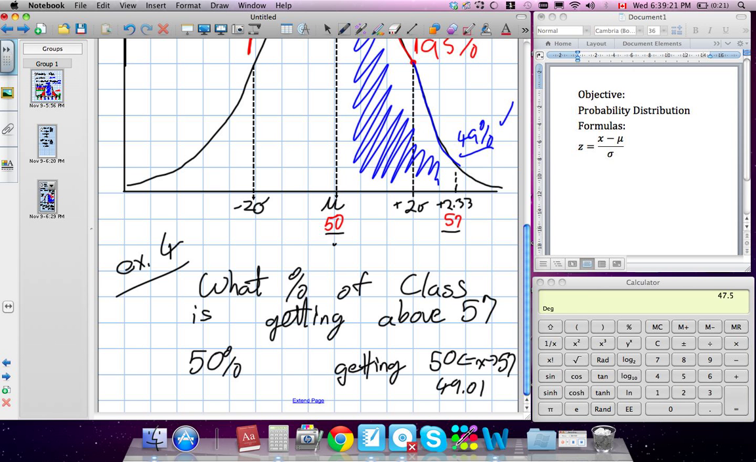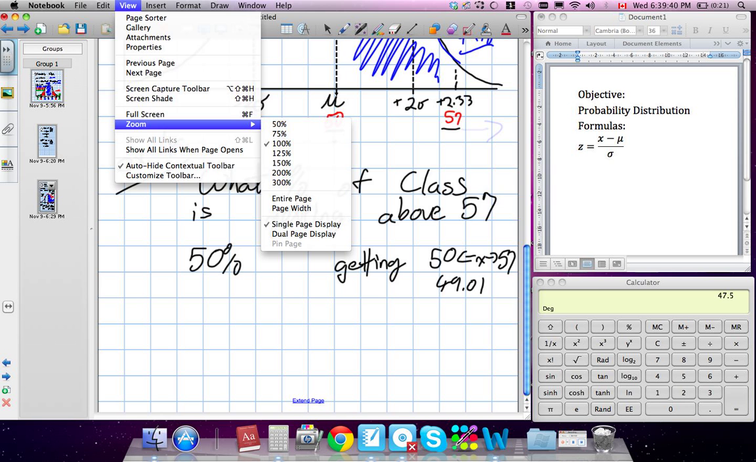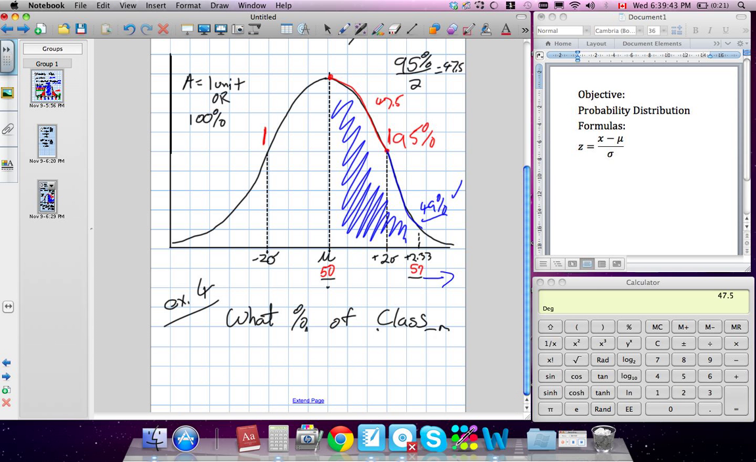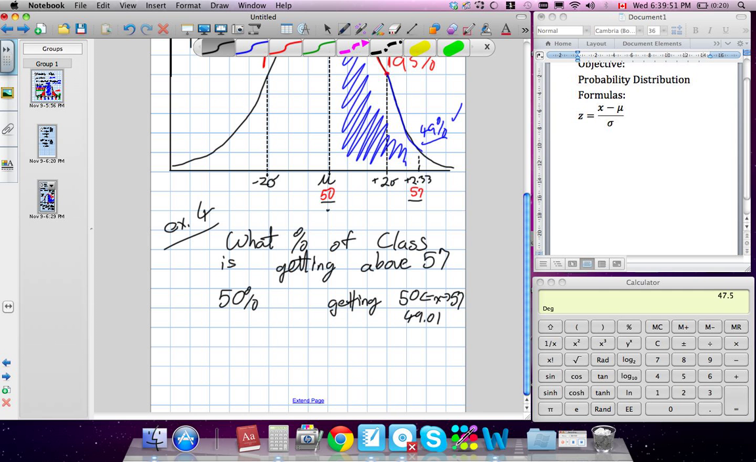Yeah, so remember I told you this total curve is an area of 1 unit. Or, another way to say it, this is 100% of the data. Everything possible falls underneath this curve. So if I were to go from the midway point to the end, what percentage of the data would fall from there? 50. Yeah, 50. That'd be half of the data, okay? So we also know that anything between 50 and 57 is 49.01. So we're working with 50%.